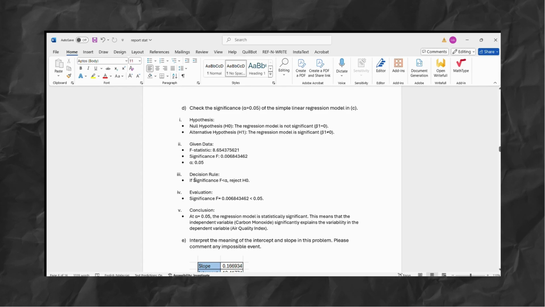So the decision rule is if significance F is less than alpha, we need to reject H0. So the evaluation will be significance F equal to 0.006843462 is less than alpha value 0.05. So the conclusion at alpha value 0.05, the regression model is statistically significant, which means that the independent variable significantly explains the variability in the dependent variable.